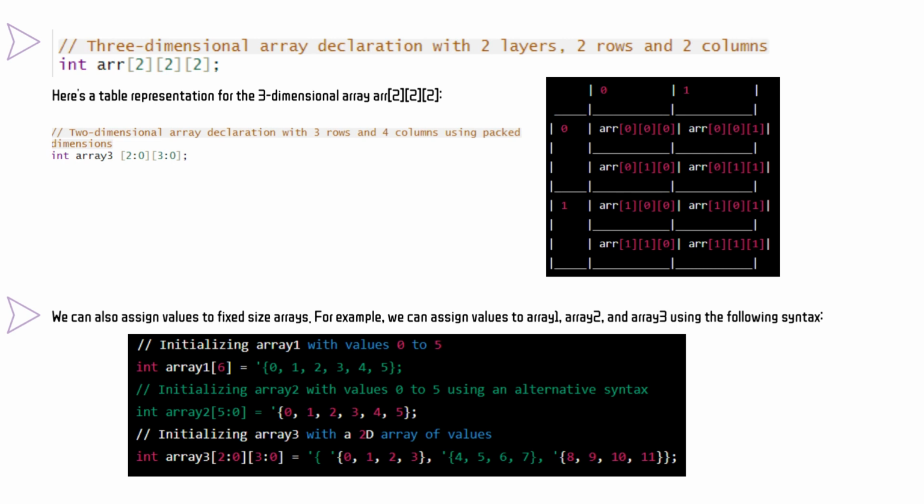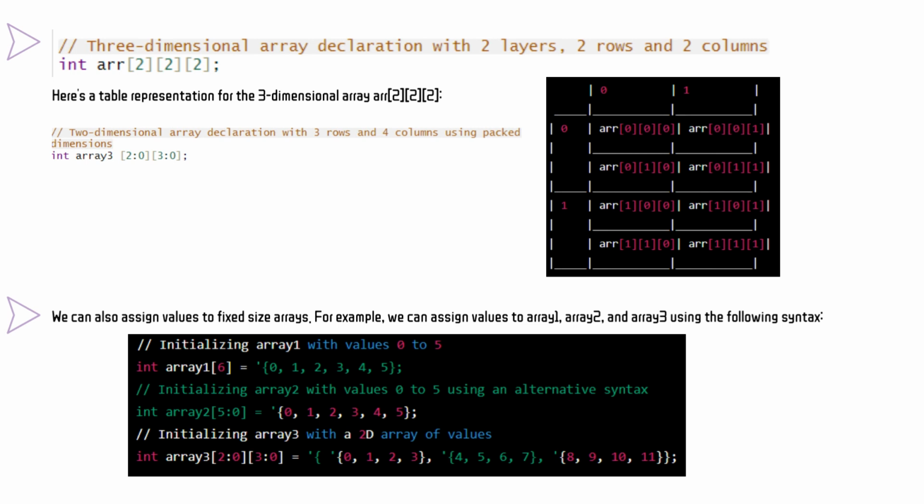The first index of the array represents the layer, the second index represents the row, and the third index represents the column. For example, [0][1][1] represents the element in the first layer, second row, and second column. Similarly, [1][0][0] represents the element in the second layer, first row, and first column. We can declare a two-dimensional array with a size range by using the syntax int array3 [3:0][3:0].